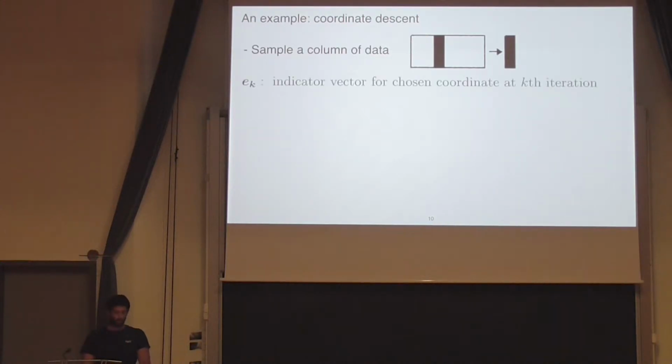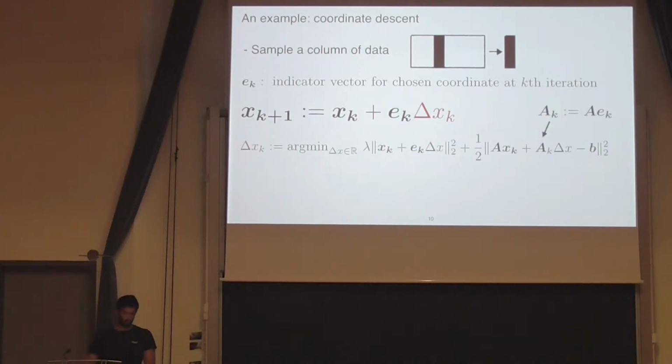And let's have a vector e_k that denotes the coordinate that we chose at the kth iteration. It's an indicator vector. So like every optimization method, in coordinate descent we have to make a step in order to update the parameters x_k. And in this particular case, the step is defined as e_k times delta x_k. So the question now is, how do we select delta x_k?